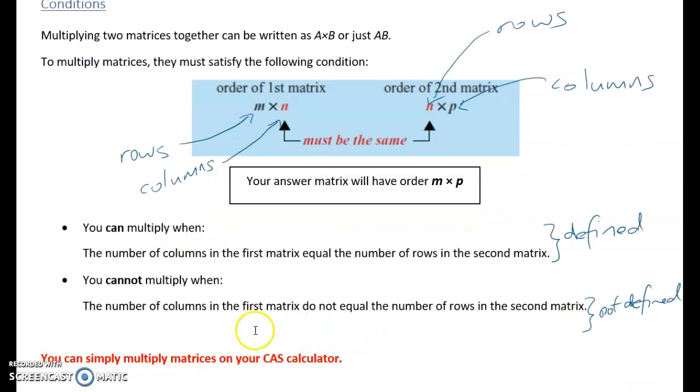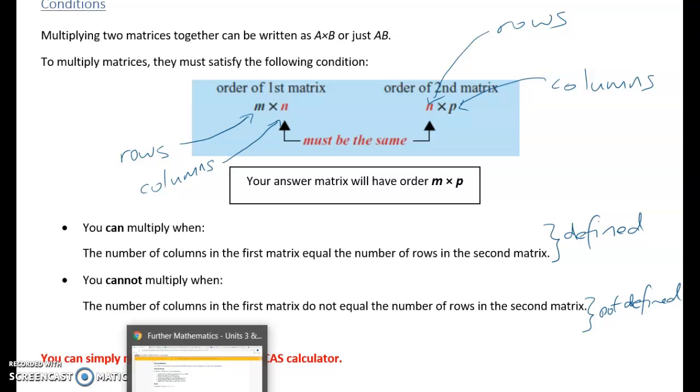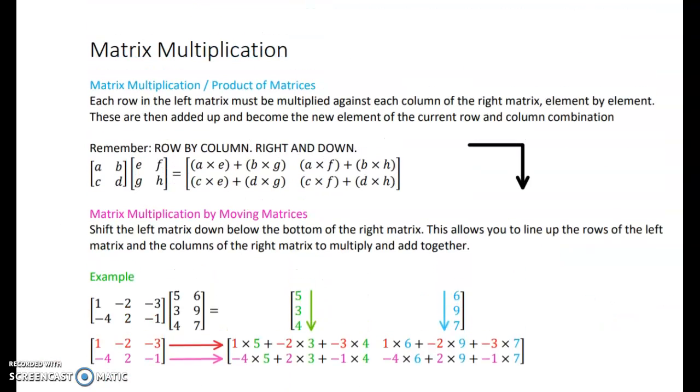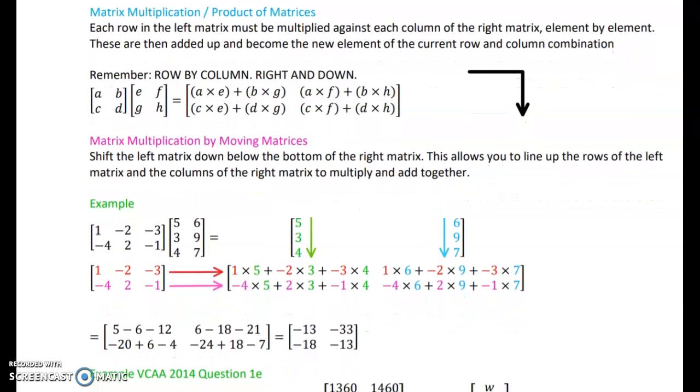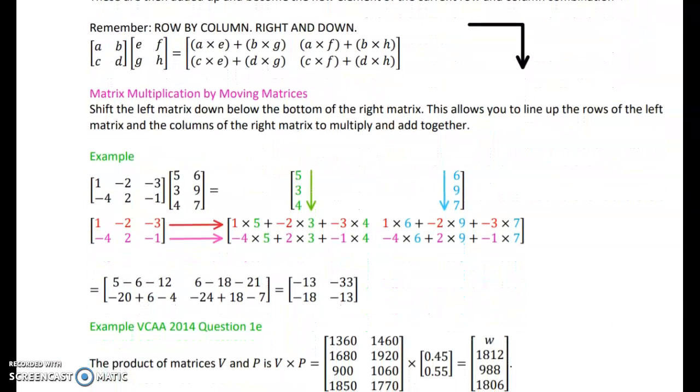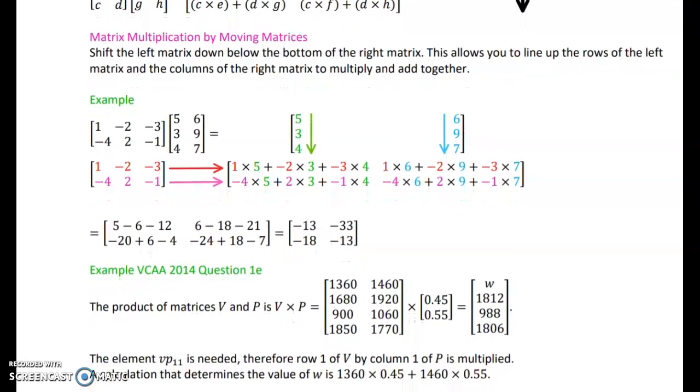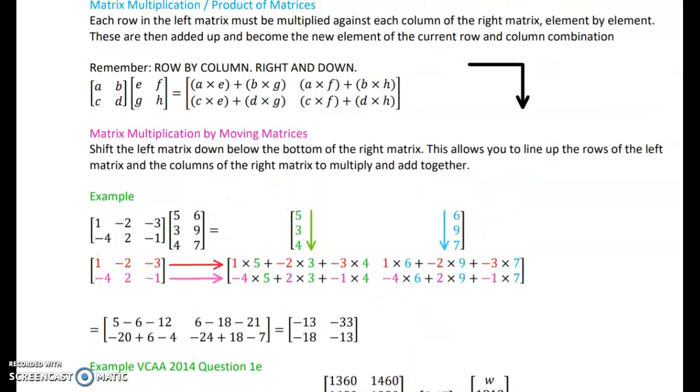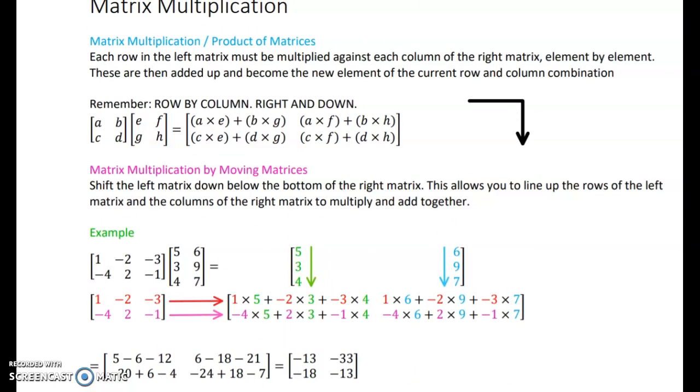Now on this worksheet, we get you to multiply matrices using your CAS. You can do it by hand, but it's kind of a long process. And if you are interested in knowing how, you can of course refer to your textbook, and you can also refer to this document here, which shows you step by step how to do it. Okay, but I don't believe you need to know how to do it by hand for the VCE exam.